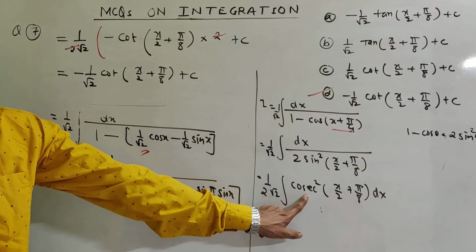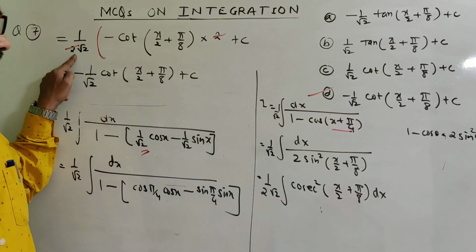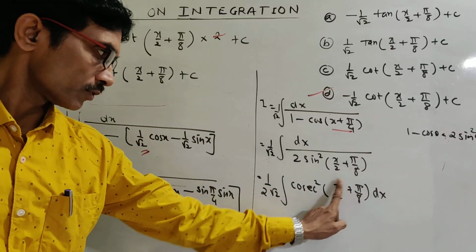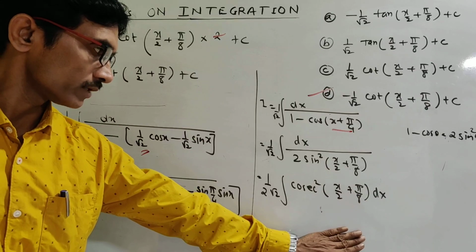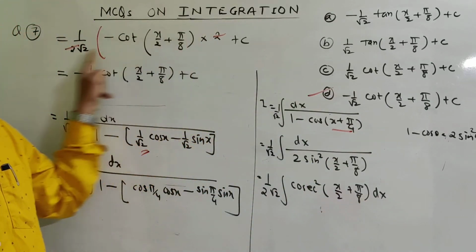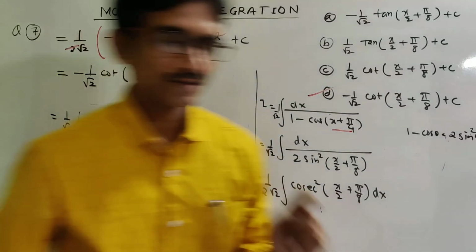Integral cosec square is what? Minus cot. So we write minus cot of this, but upon derivative of x by 2, which is 1 by 2, that is 2. So this 2 and that 2 are getting cancelled.